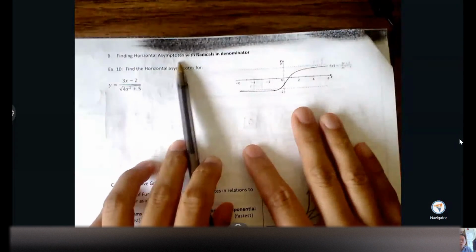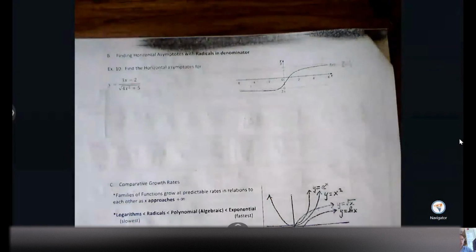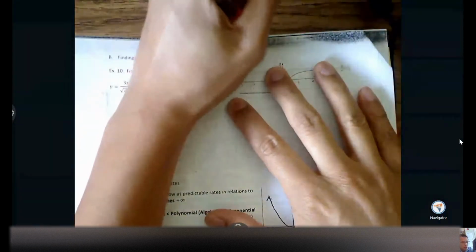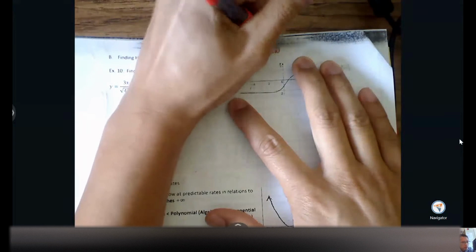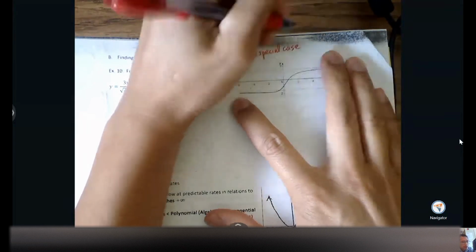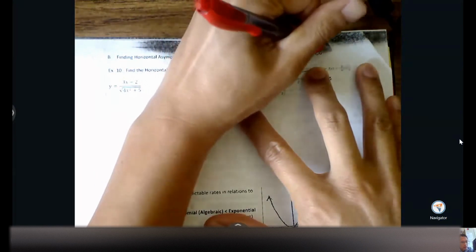Finding horizontal asymptote with radicals in the denominator. This is a very special case here. This is not common at all, at least not with what we have to see. But we're including this type of problem because it has shown up on the AP exam, so we want to make sure that we're exposed to this, so we'll know what to do when we come across it.